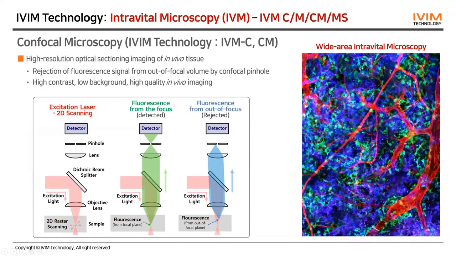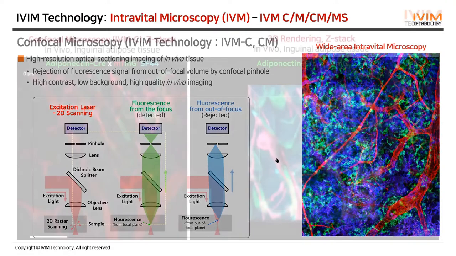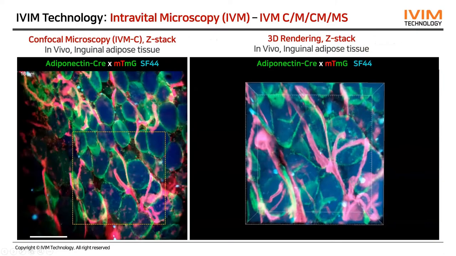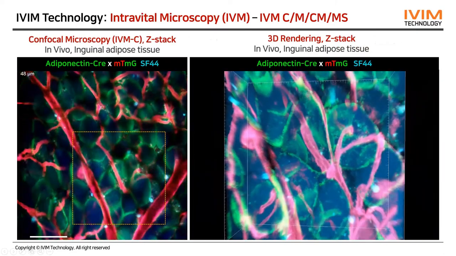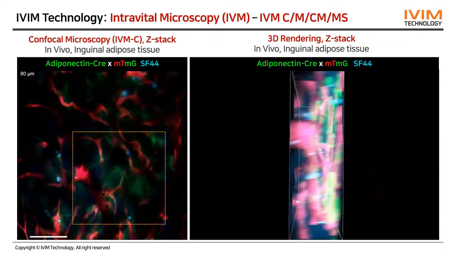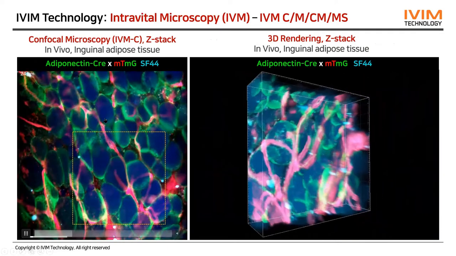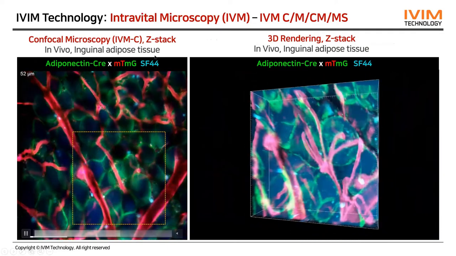So this is a real in vivo image obtained from the live mouse model. Actually, this is the image obtained from the lymph node. So maybe I don't need to explain the principle of the compact microscope. But anyway, the compact microscope can obtain GSTAG images in live tissues. This is the data obtained from the inguinal adipose tissue.